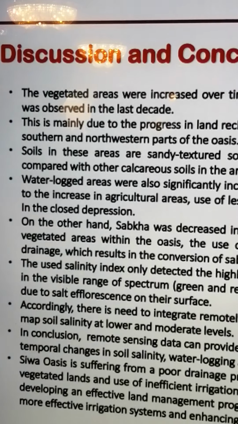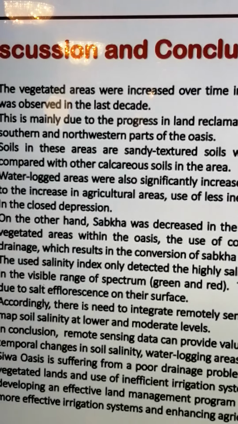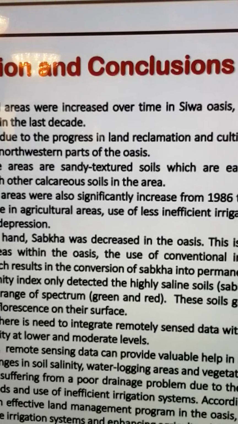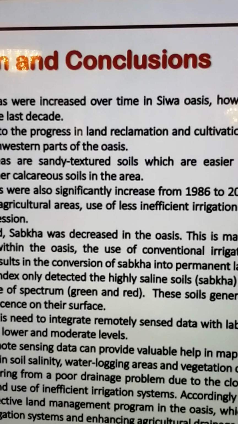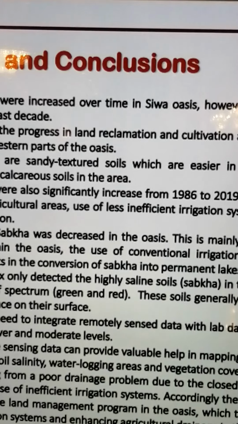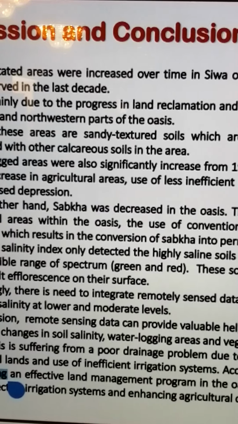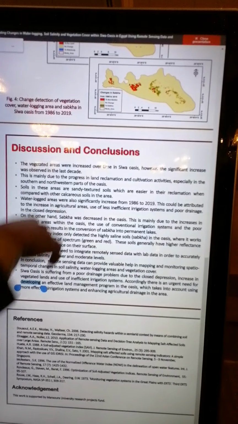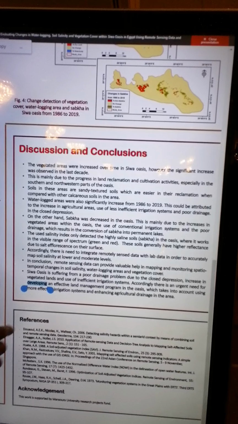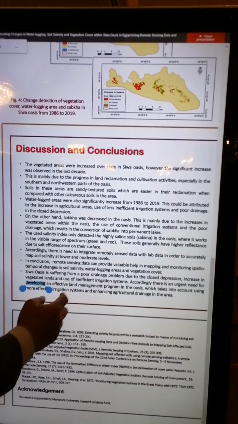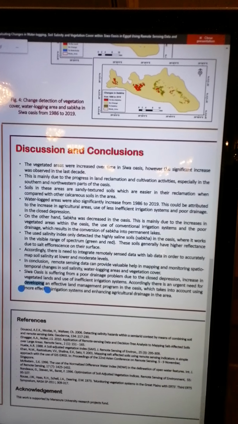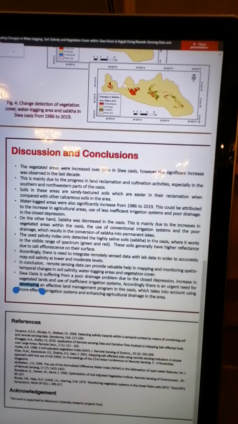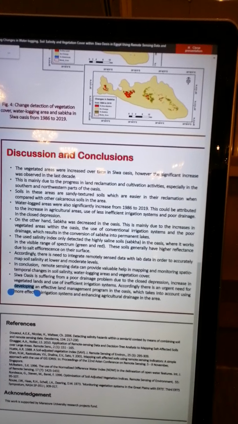In conclusion, I found that remote sensing data can provide valuable help in mapping and monitoring spatial and temporal changes in vegetation cover, soil salinity, and waterlogging. Also, I found that Siwa oasis is suffering from a serious drainage problem, which is due to the increase in agricultural areas and use of inefficient irrigation systems, and therefore there is a need to develop a more effective management program which takes into account the use of more efficient irrigation systems and enhancing the agricultural drainage in the area.